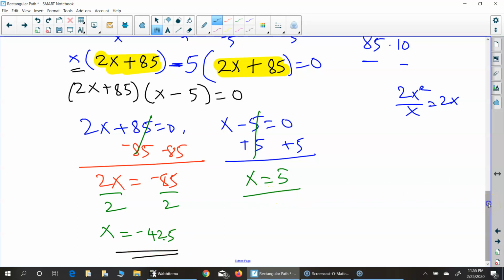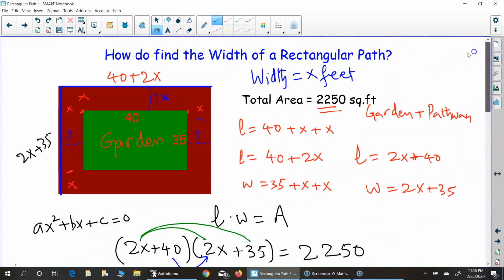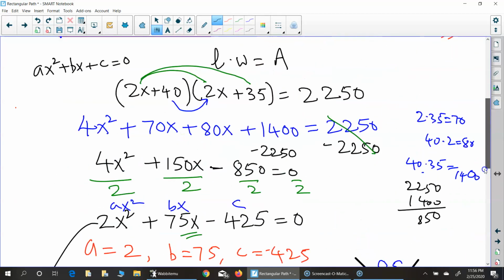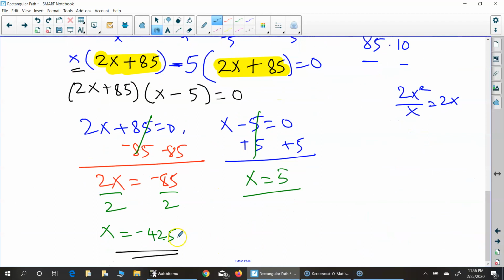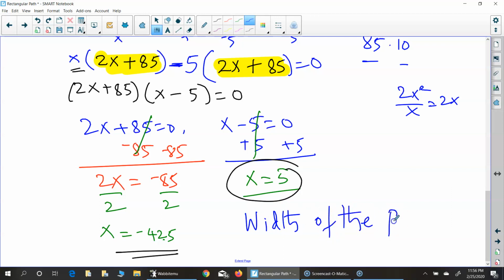At the beginning of the problem, we assumed that x is the width of the path. And the width has to be a positive number, right? It's a positive value. It cannot be negative. Therefore, we'll ignore this negative value, but take only the positive value of x, that is 5. So the width of the path is equal to 5 feet. That is your answer.